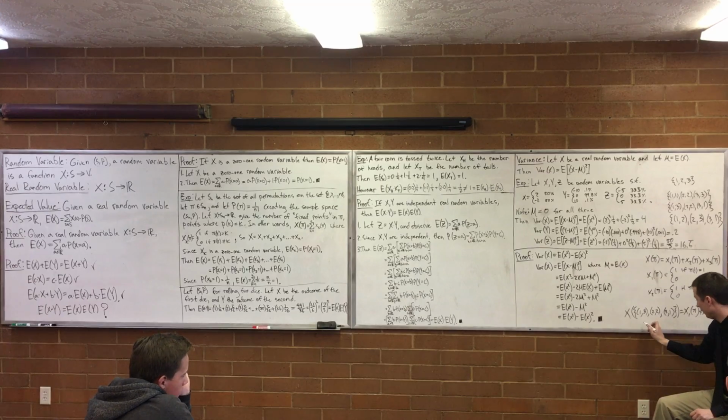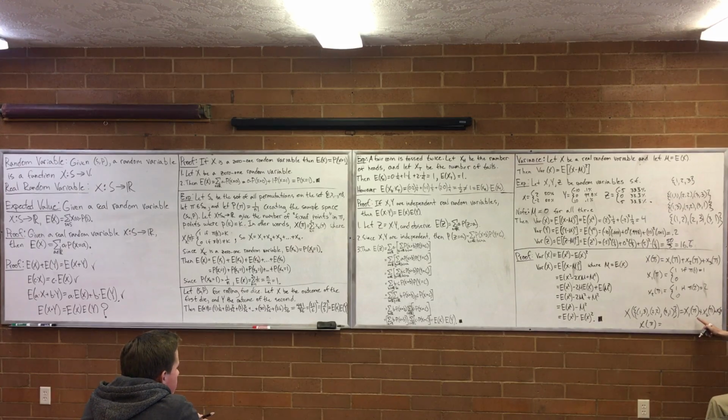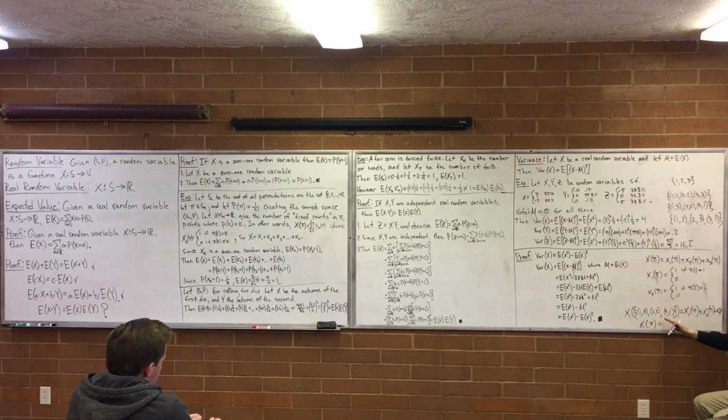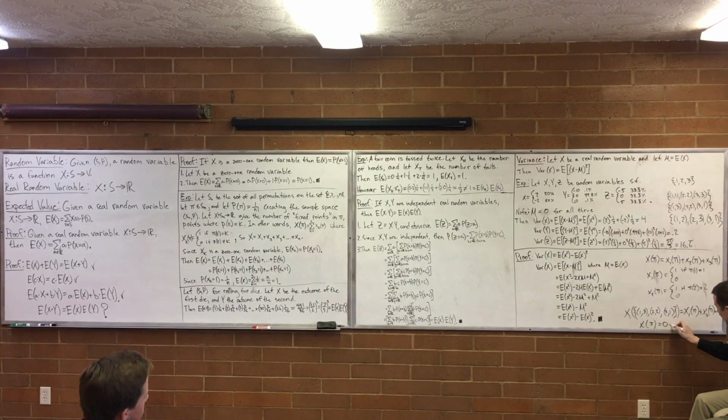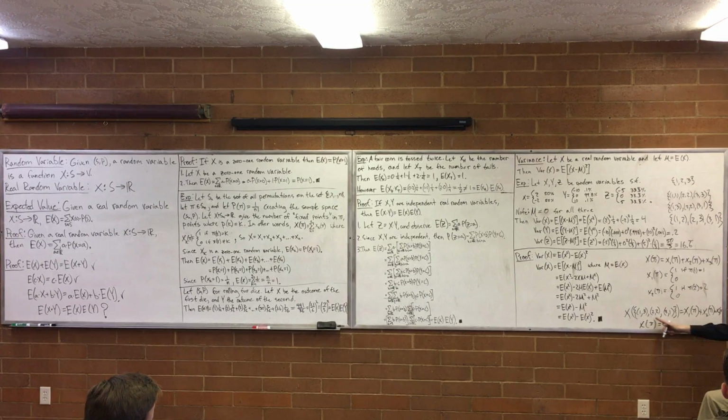Now, I'm saying that x of pi is equal to x sub 1 of pi. What does x sub 1 of pi do? It plugs in 1 and sees if it gets out 1. If I plug 1 in for pi, do I get 1? No, so this first one's a 0. Plus x sub 2, you plug 2 into it and see if you get out 2. Yeah, so x sub 2 spits out a 1. Plus x sub 3 plugs 3 into it and says, did you get out a 3? No, you didn't, so that's a 0. So x of pi is equal to 0 plus 1 plus 0 is equal to 1. That permutation has one fixed point.